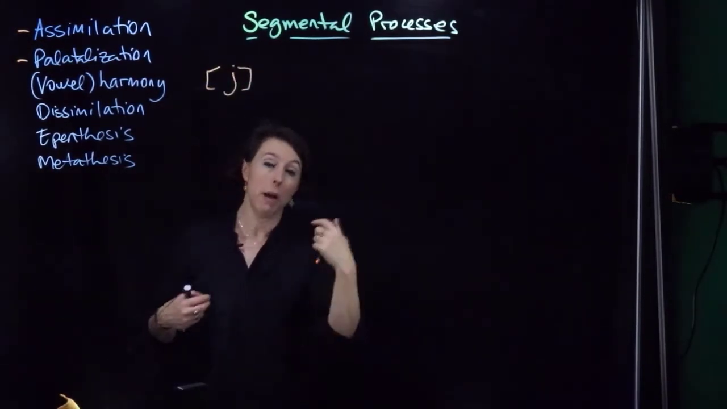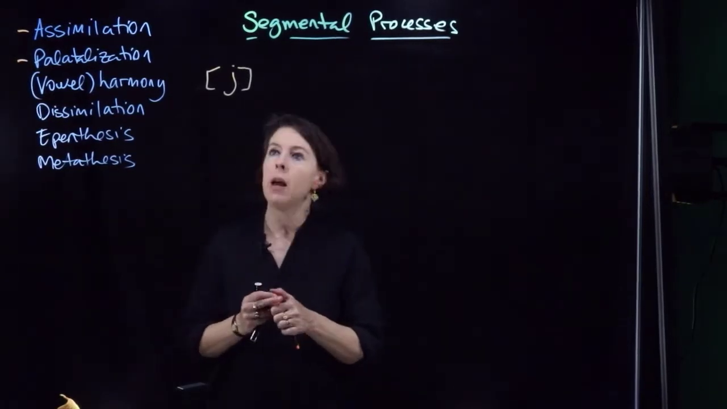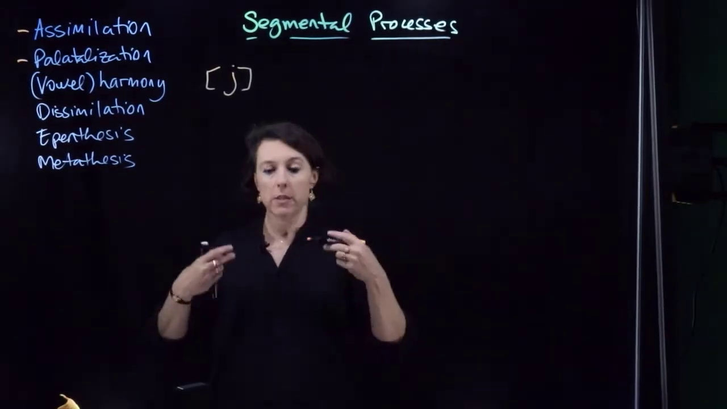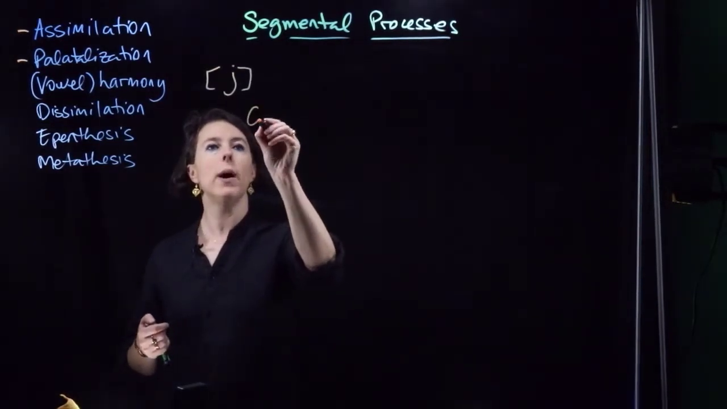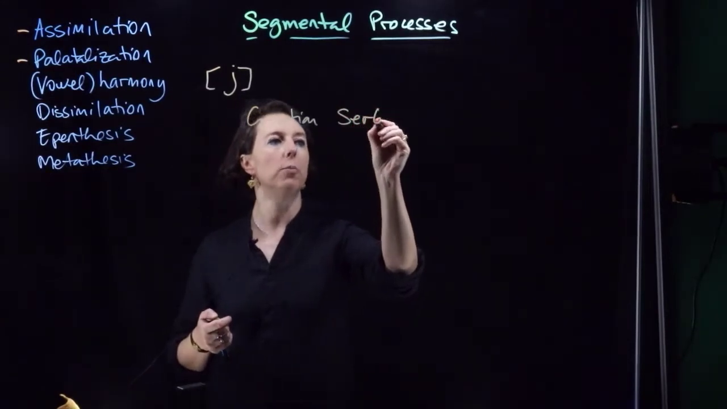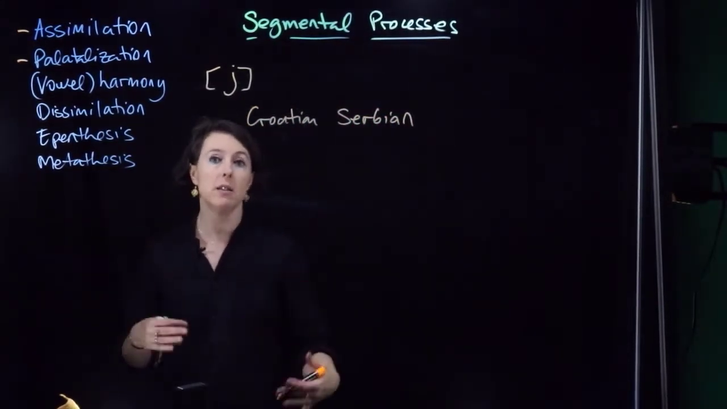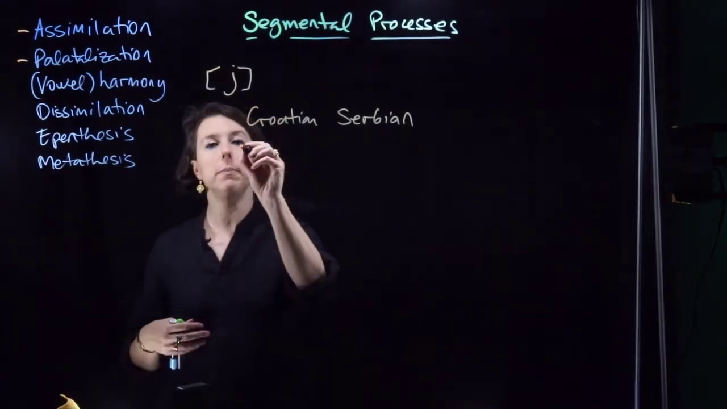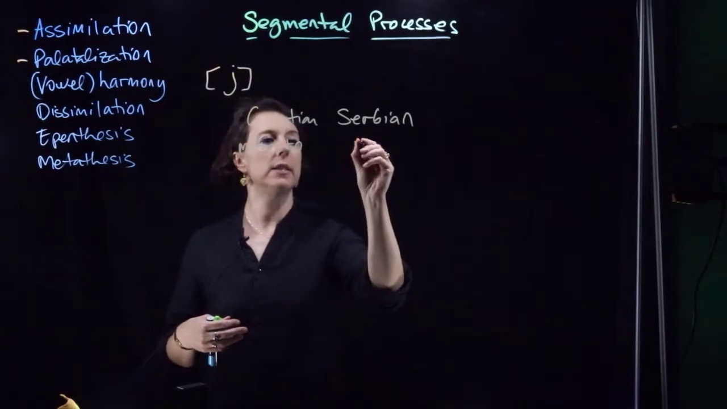A palatal glide or palatal approximant, palatal semivowel, whatever you want to call it. And in a very simple way, we can say that Croatian has more palatalization than Serbian, okay? So, for instance, the word for place in Croatian is mjesto, but in Serbian it is mesto.